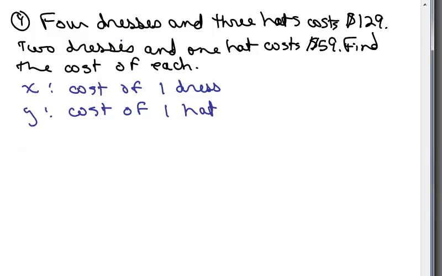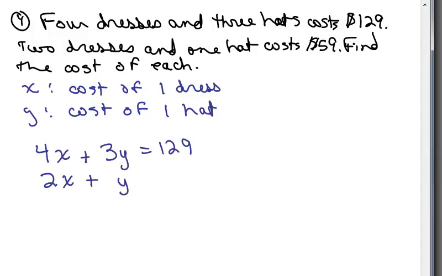Then it says 4 dresses and 3 hats cost $129. Well, 4 dresses would be 4 times x, right? The cost of each dress is x, so 4 times x plus 3 hats, that'll be 3y. That is going to be $129. All right, we also know that 2 dresses and 1 hat cost $59. So 2 dresses, that would be 2x, and 1 hat, that'll be y, equals $59. So now we have a system of equations, and we can either use the elimination, the addition method, or the substitution method to solve this.